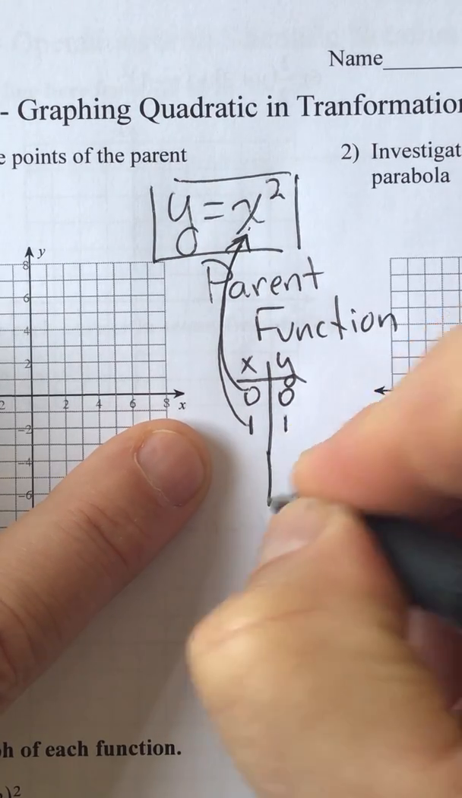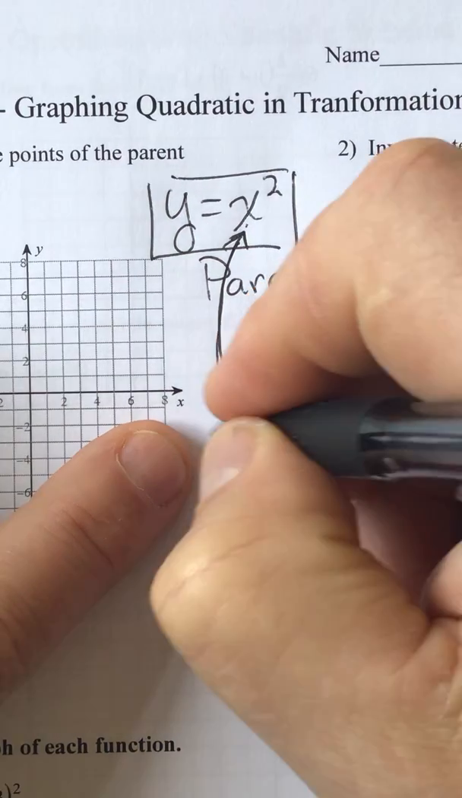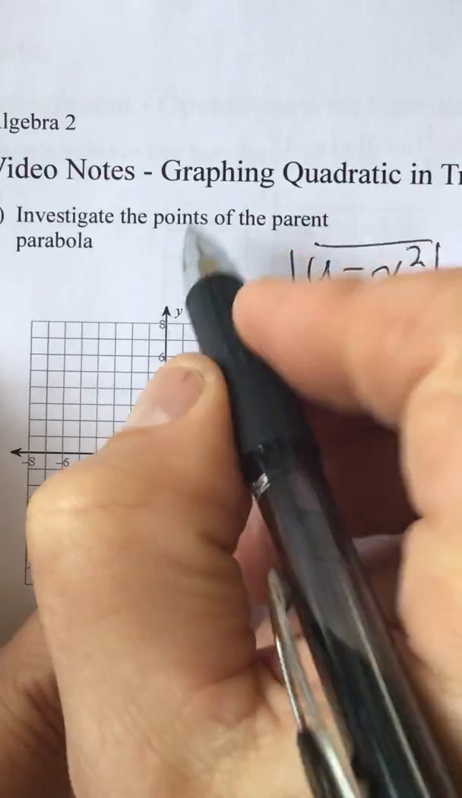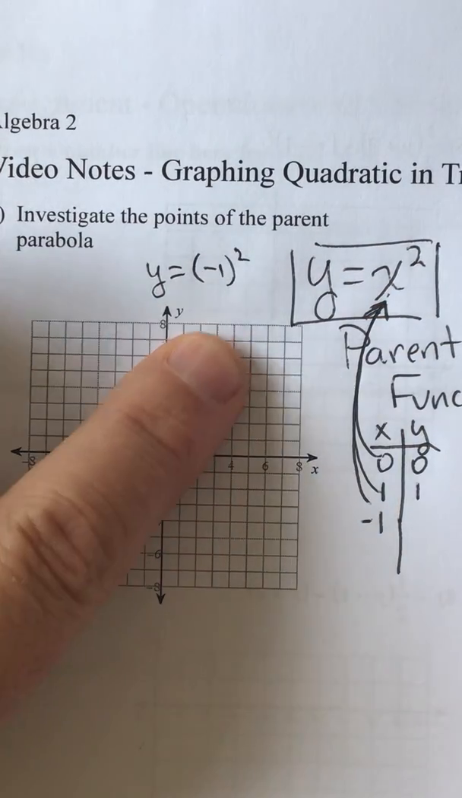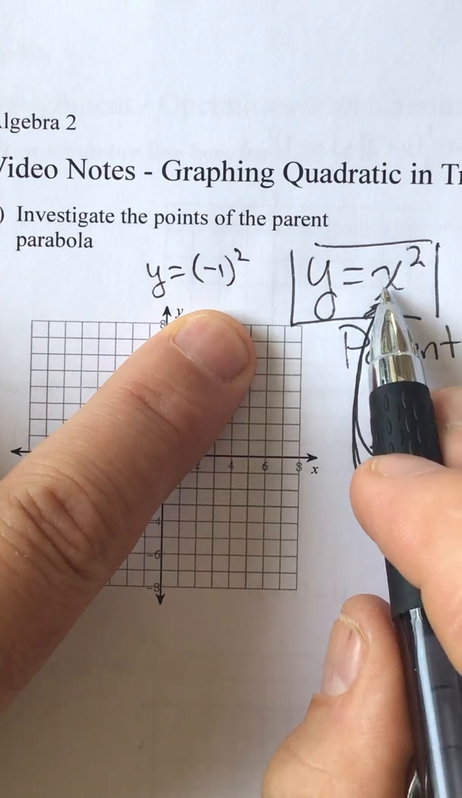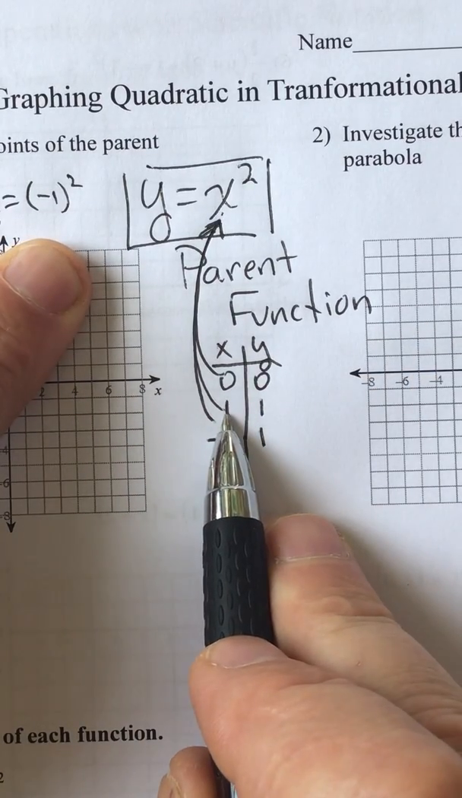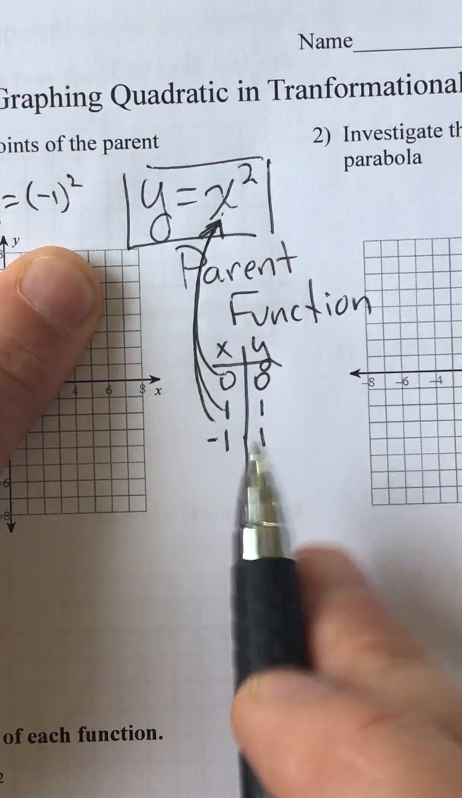Okay, I'm going to try negative 1. I'm going to take negative 1 and put in there. Let's just be careful here. We have y equals negative 1 squared. I put the negative 1 right there. That's positive 1 again. So when we stuck in 1, we got back 1. When we stick in negative 1, we get back 1.